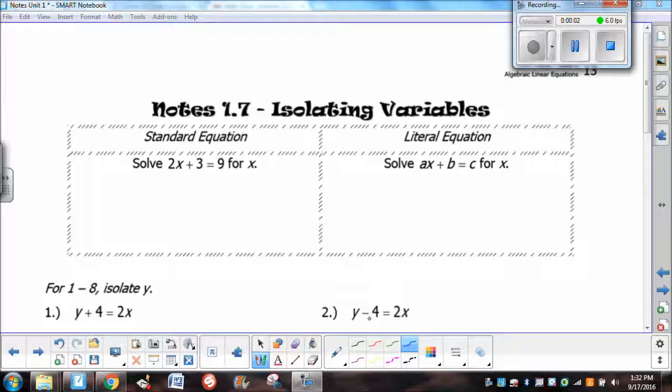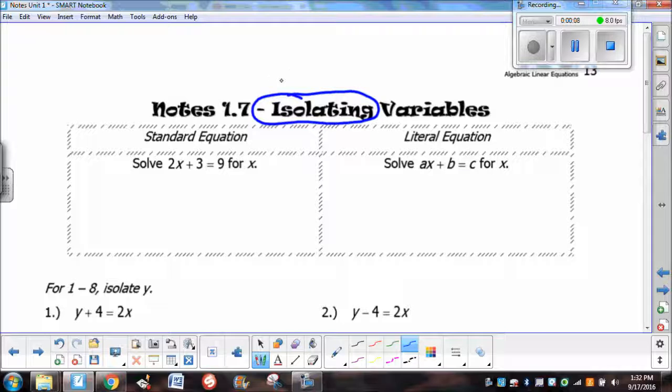Notes 1.7, isolating variables. So let's just think about what that word isolating means, or to isolate. To isolate means to be alone, or to get by itself. So that's what we're going to do with these variables. That's what we do when we solve any equation, because we always get x alone.